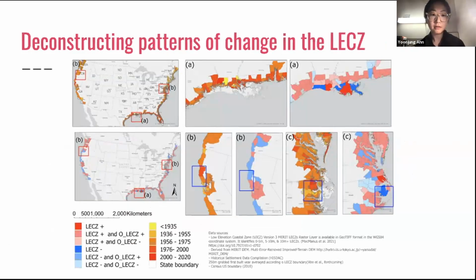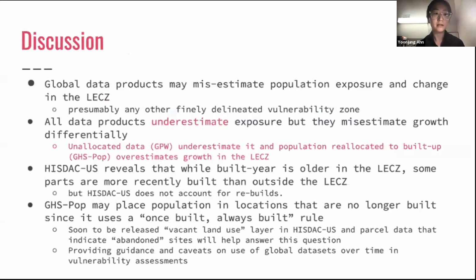If you can see the blue squared area, even if it says that there is population decline, which represents the blue color, it tended to have red color, which represents the newer buildings in the LECZ. So we need to investigate further on this to understand what is really going on in this area.